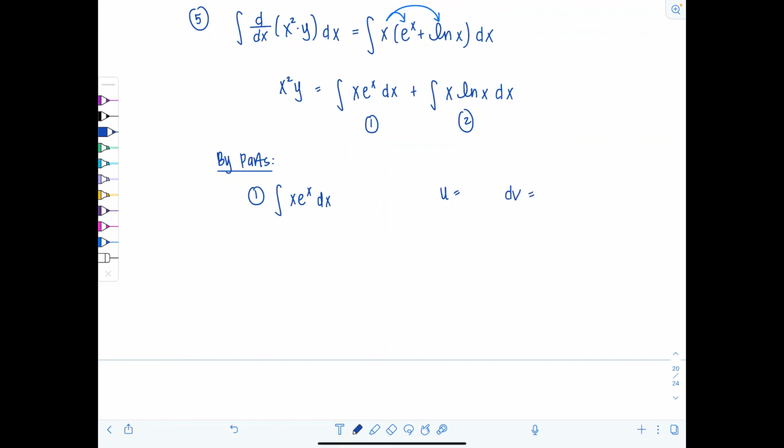And I want to let u equal x and dv be e to the x dx. Why? Because du is just going to be dx now, and v is e to the x. And remember, the only portion that I'm going to end up integrating is v du. So now I've made that a lot simpler since I just have dx and e to the x.